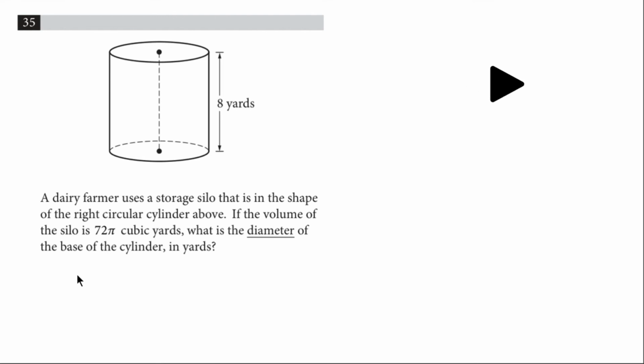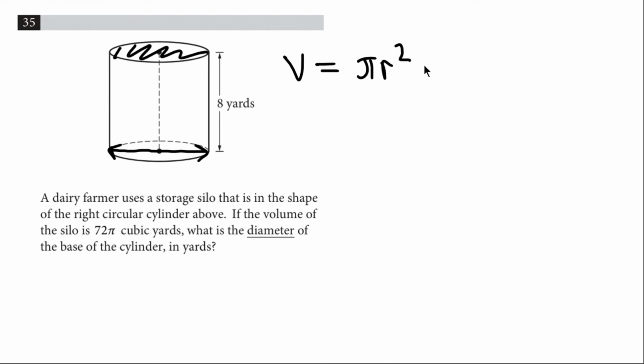A dairy farmer uses a storage silo that is in the shape of the right circular cylinder above. If the volume of the silo is 72 pi cubic yards, what is the diameter of the base of the cylinder in yards? Now we are interested in this diameter. Let's first recall what the volume of a cylinder is. A volume of a cylinder is the area of a base, so pi times r squared, multiplied by the height, so times h. And we're given that the volume is equal to 72 pi. So pi r squared times height is equal to 72 pi.